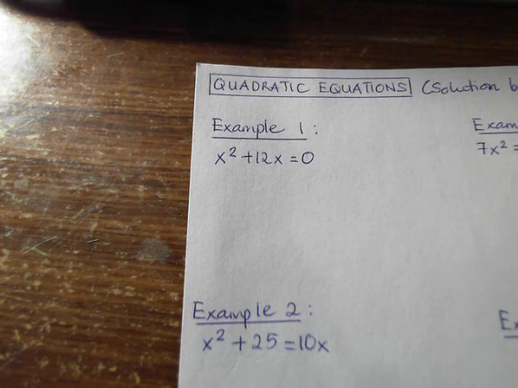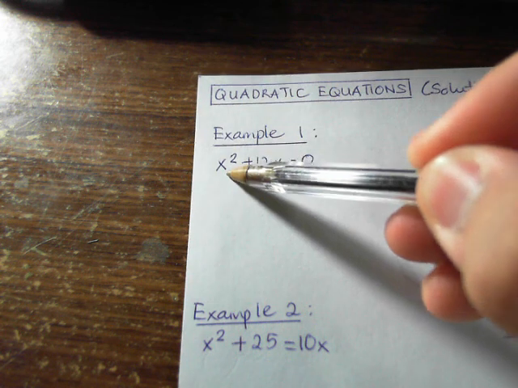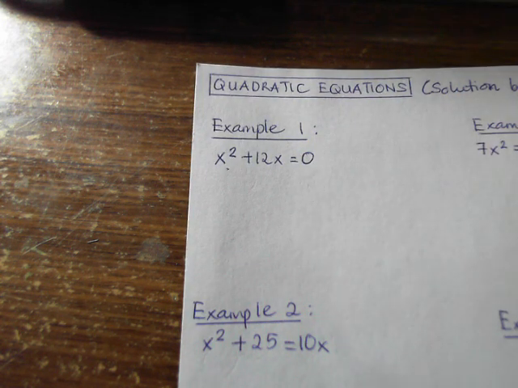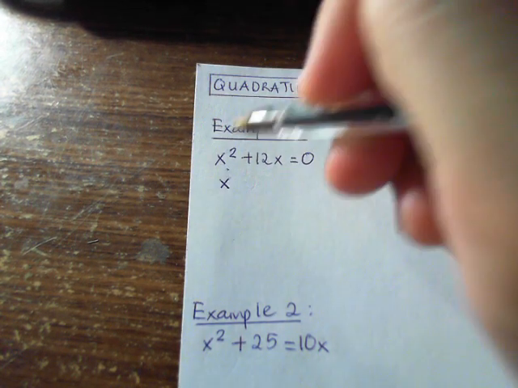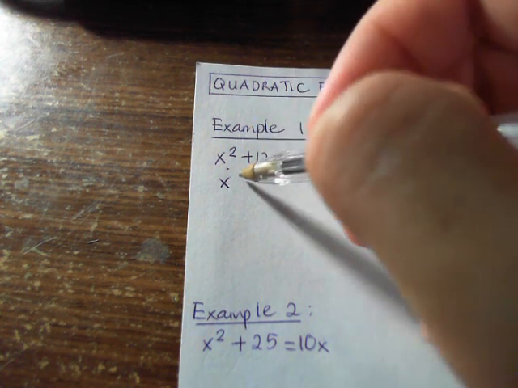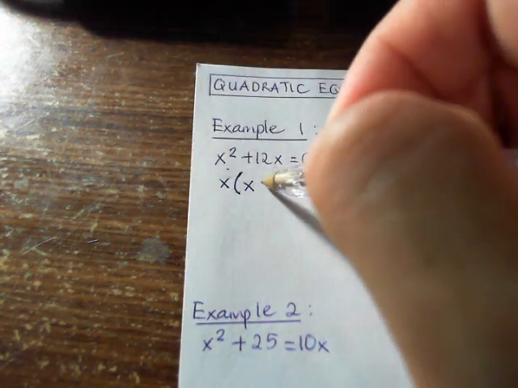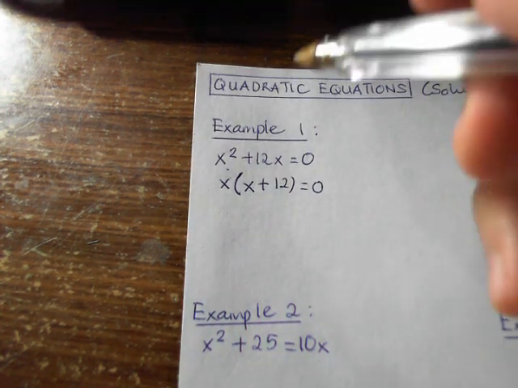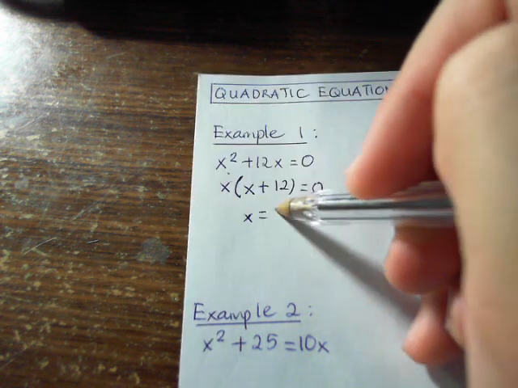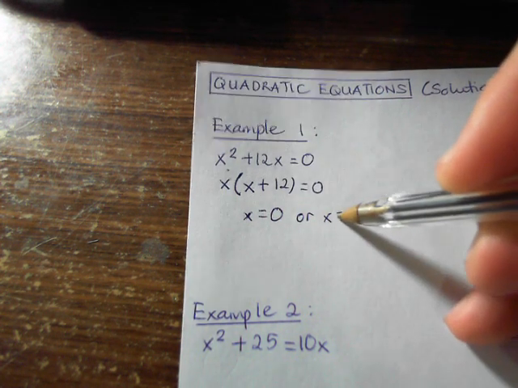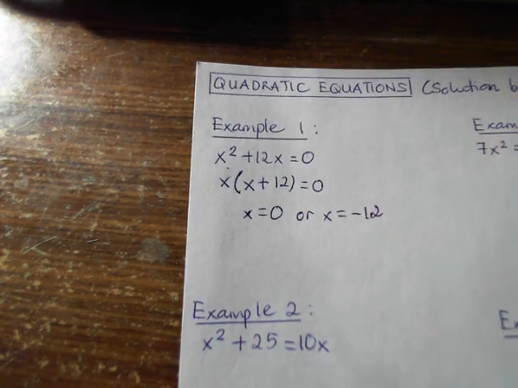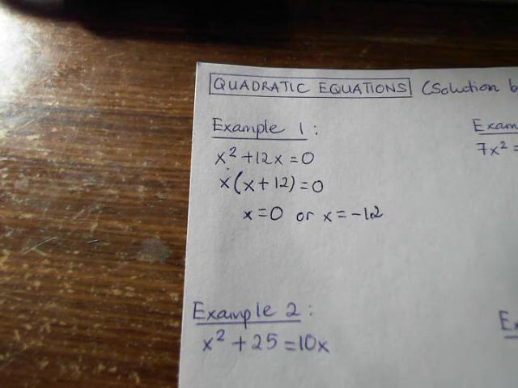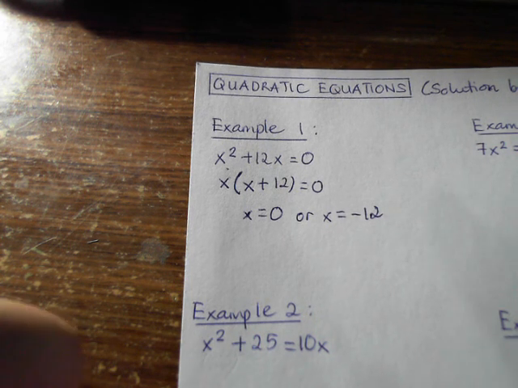In example 1, you have x squared plus 12x. Note that we have x in the first term and also in the second term. Therefore, x would be our common factor, and we're going to remove this. So we remove this x, leaving x plus 12 equals 0, and we solve it: x is 0, or x is minus 12. This is a very simple, straightforward example, but as we go further, the examples will be a little bit more difficult.